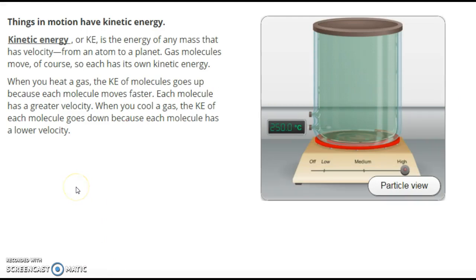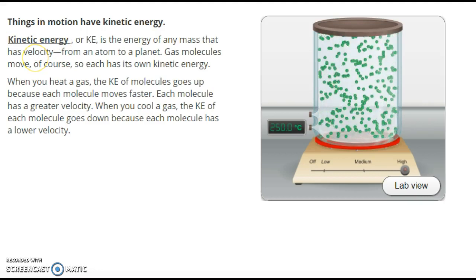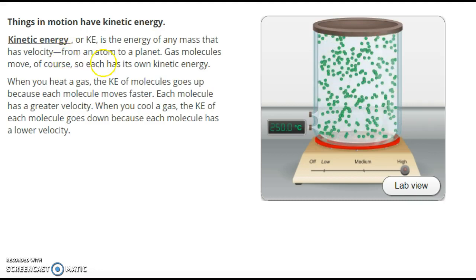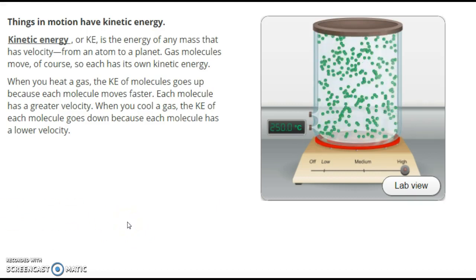Things in motion have kinetic energy. Kinetic energy, or KE, is the energy of any mass that has velocity. Velocity means speed in a certain direction. So kinetic energy is the energy of any mass that has velocity from an atom to a planet. Gas molecules move, of course, so each has its own kinetic energy. So each one of these has energy. When you heat a gas, the kinetic energy of molecules goes up because each molecule moves faster. Each molecule has a greater velocity, so speed in the direction.